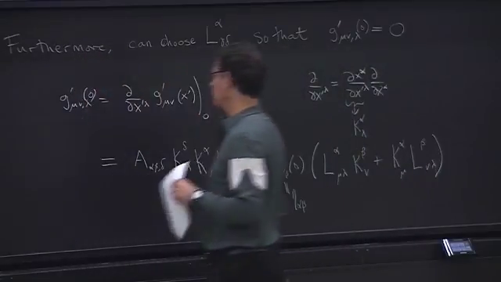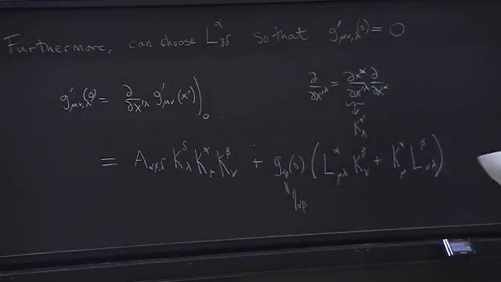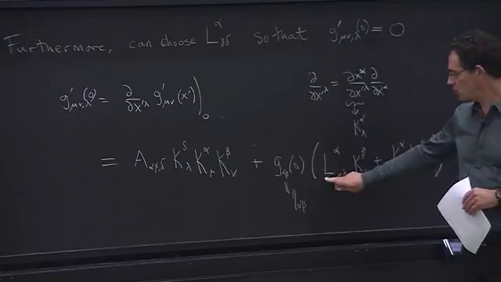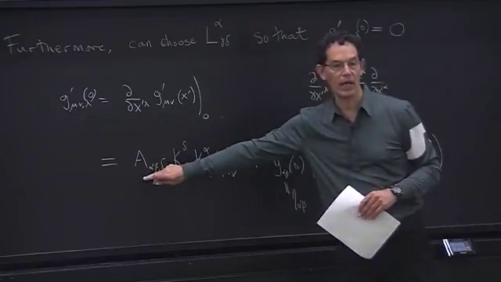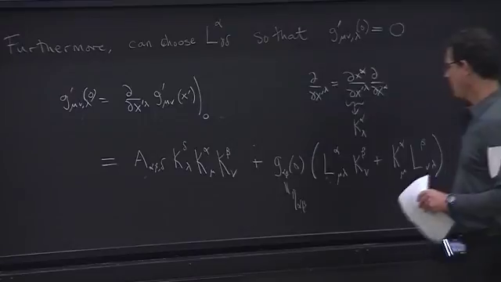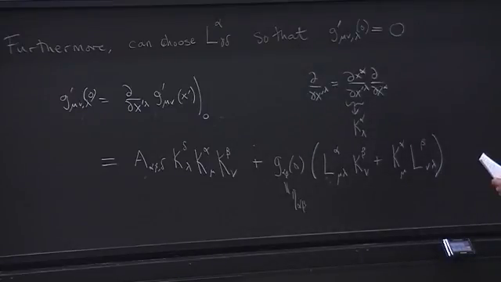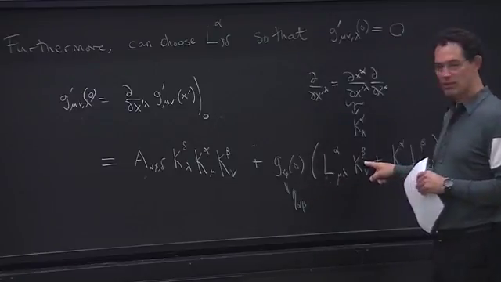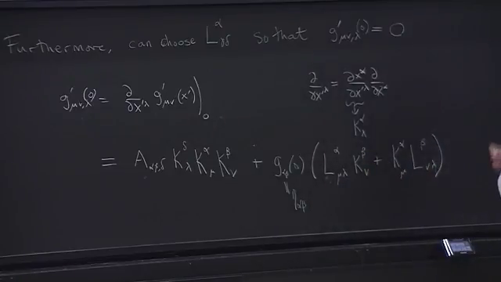This is the first derivative of g prime at 0. So these L's were free. So the question is, can I choose L's to cancel the A? Now, you might recognize this. This is actually exactly the same bit of algebra we did yesterday. We've got invertible matrices here.